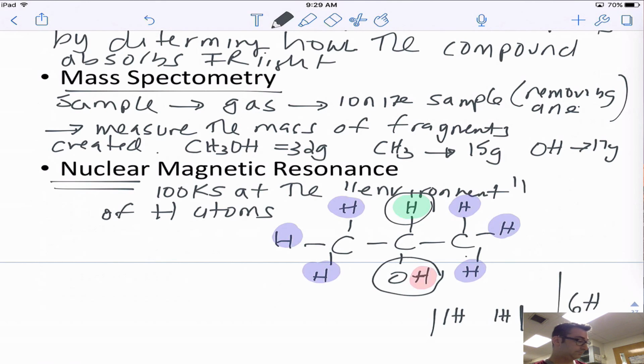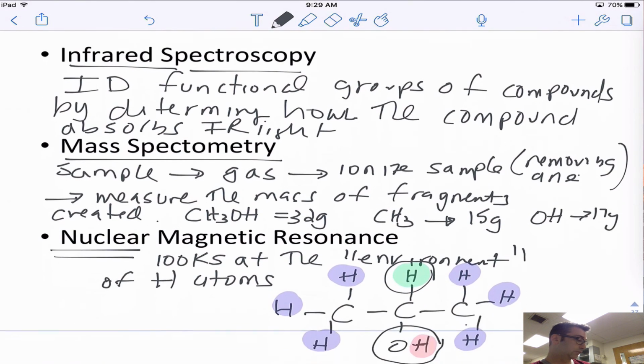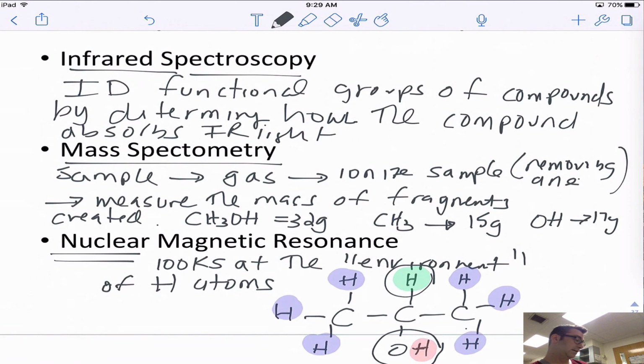So next year we'll do more with this. If you take IB chemistry, you'll actually go into detail and look at all the graphs. You'll see what an IR spec graph looks like, what a mass spec graph looks like, and what an NMR graph looks like, and you'll be asked to do some interpretation of it.